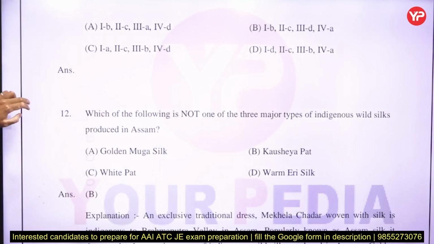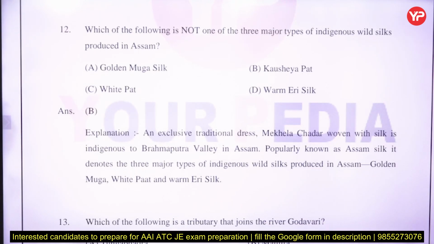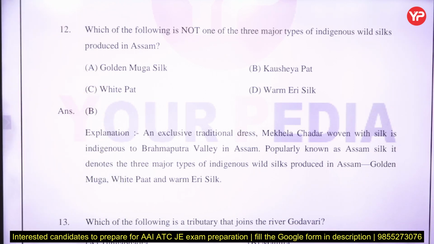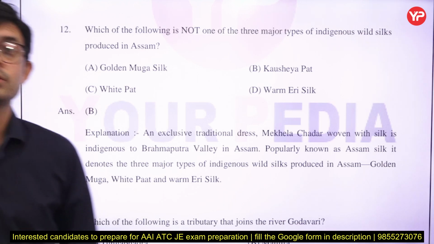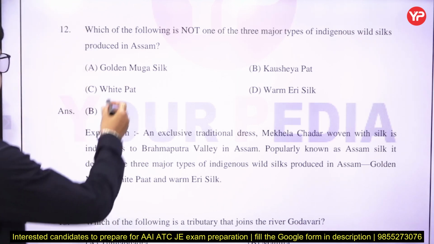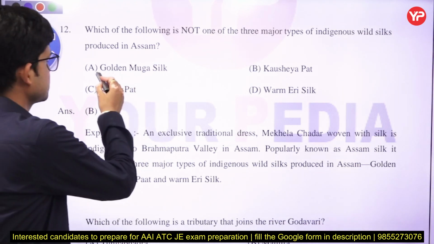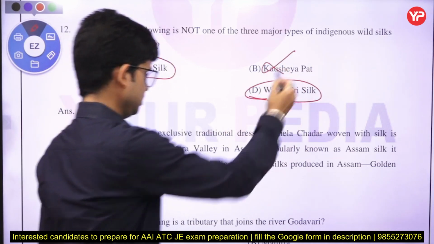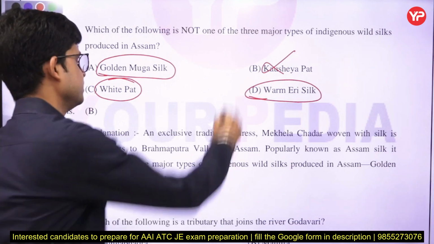Next, which of the following is not one of the three major types of indigenous wild silk produced in Assam? Silk is very important. So here the question is related to silk, the varieties of silk produced in Assam. Basically there are three varieties of silk produced in Assam: golden muga silk, white pat and warm eri silk. Not Kosa pat silk, it is not produced in Assam. So the option will be B.